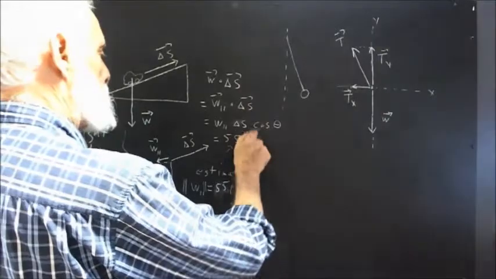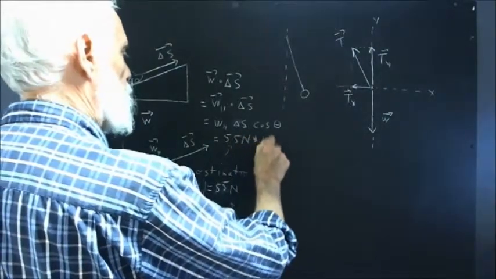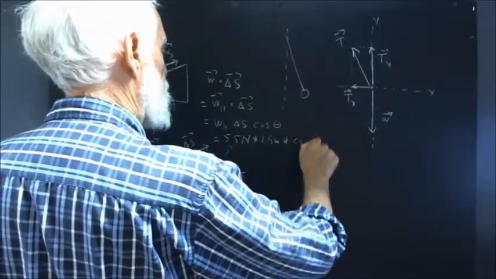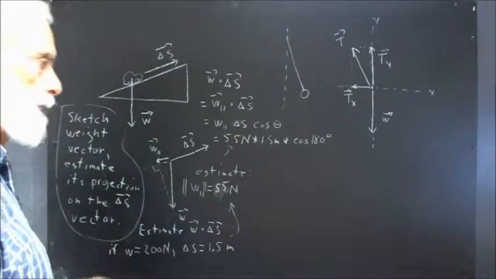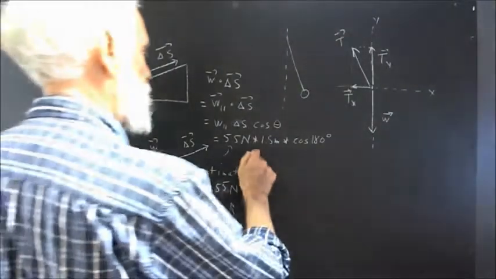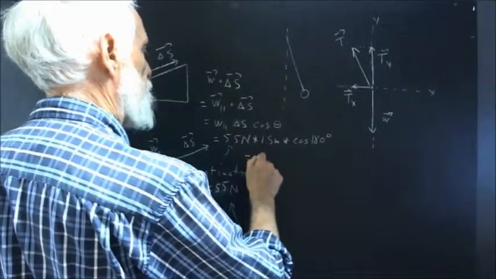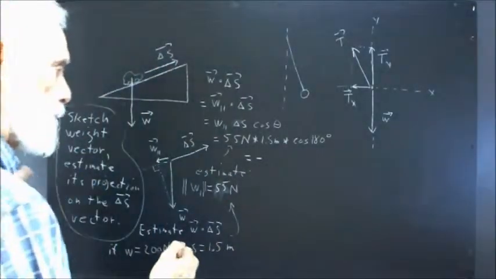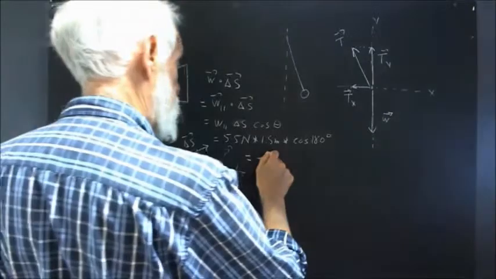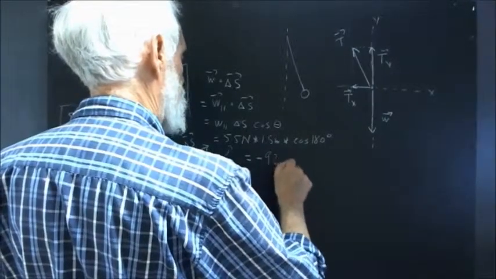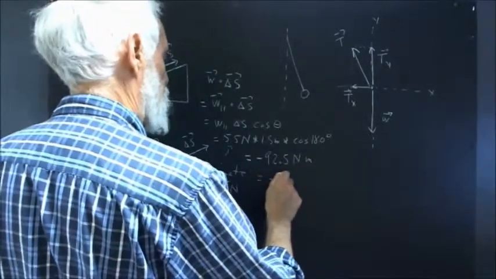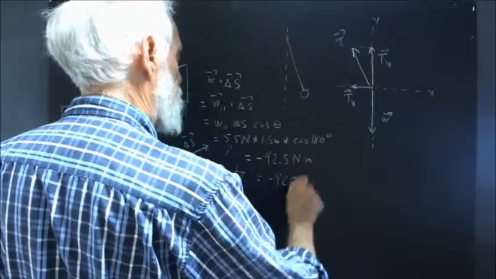and that's going to be 55 newtons times 1.5 meters times the cosine of 180 degrees, because delta S is in this direction, W parallel is in this direction. And that's going to equal negative, and let's see, half of 55 is 27 and a half. We add that, we get 92 and a half newton meters, or negative 92.5 joules.